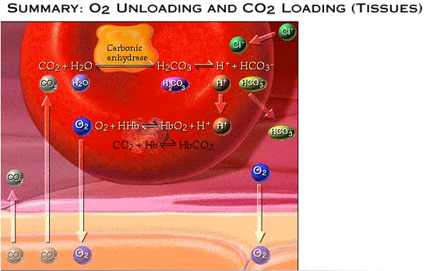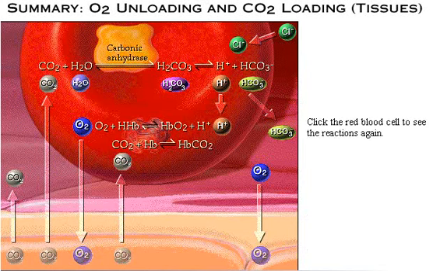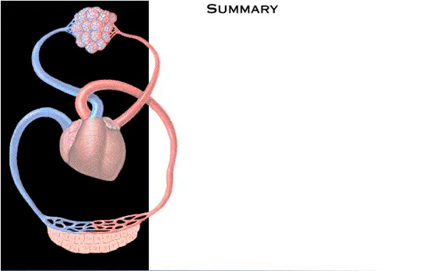Deoxyhemoglobin has a high affinity for carbon dioxide, so carbon dioxide binds to hemoglobin to form carbaminohemoglobin. To see the reactions again, click the red blood cell. Here's a summary of what we've covered.